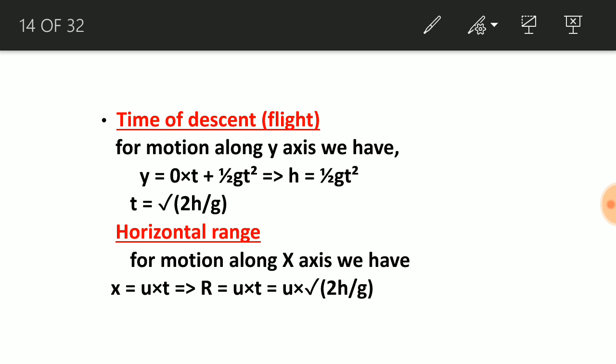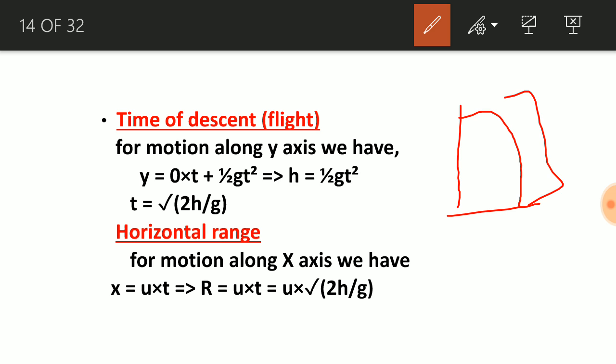Now let us see the time of descent. When the projectile descends, this is also called time of flight, but time of descent is a good term here. The time taken by the projectile from this point to reach here will be, we know that s is equal to ut plus half at square. Initial velocity towards the y-axis is 0, and we will get h is equal to half g t square.